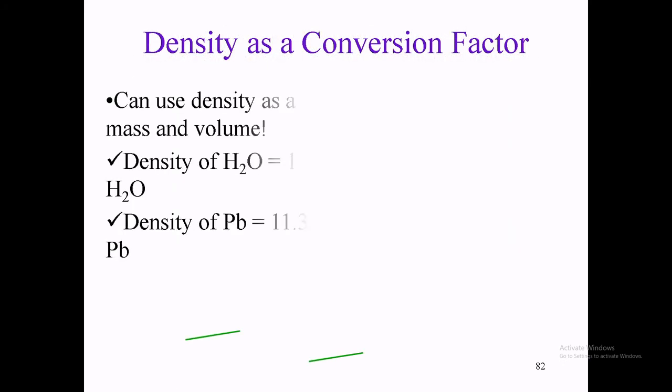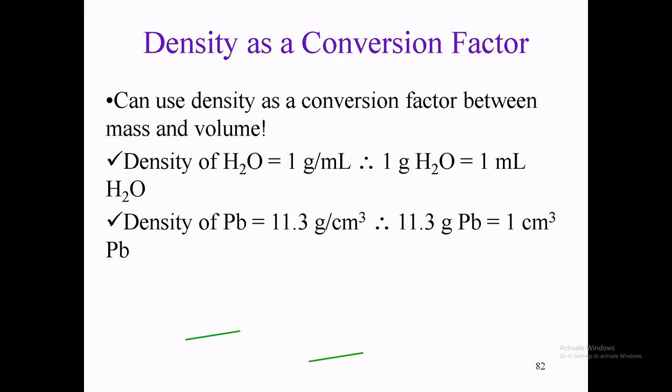So let's take a look at density as a conversion factor. We can use density as a conversion factor between mass and volume. The density of water, H2O, is equal to 1 gram per milliliter. Therefore, that's what these three dots right here mean: 1 gram of water is equal to 1 milliliter of water. The density of lead is equal to 11.3 grams per cubic centimeter. Therefore, 11.3 grams of lead is equal to 1 cubic centimeter of lead.